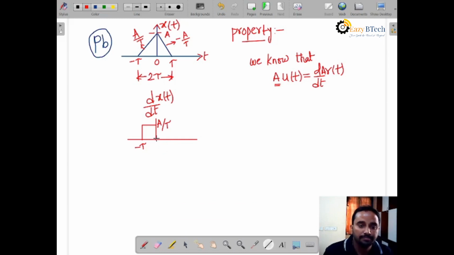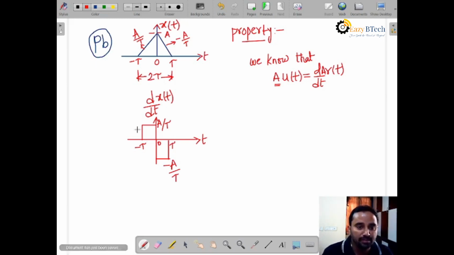So very simple. For the negative step, what is its amplitude? The slope of the ramp here is minus A by tau, so its amplitude is minus A by tau. This is 0, this is tau. So this is the first differentiation of x of t.